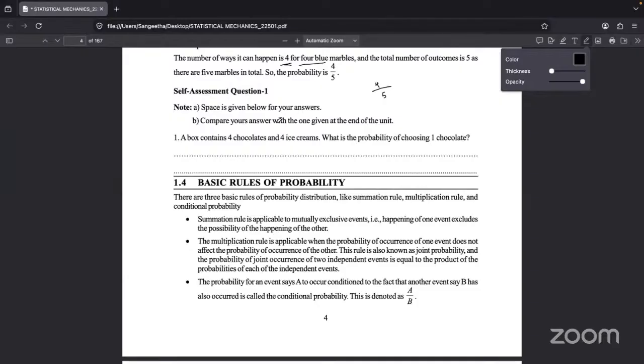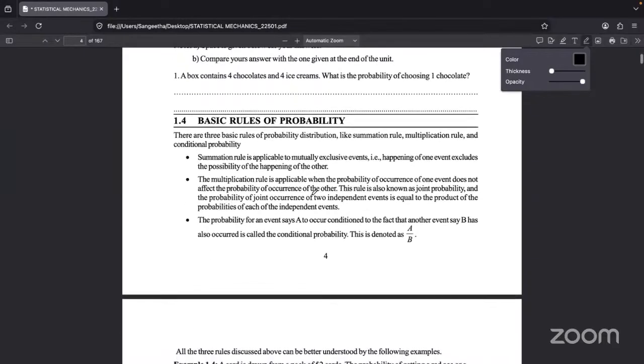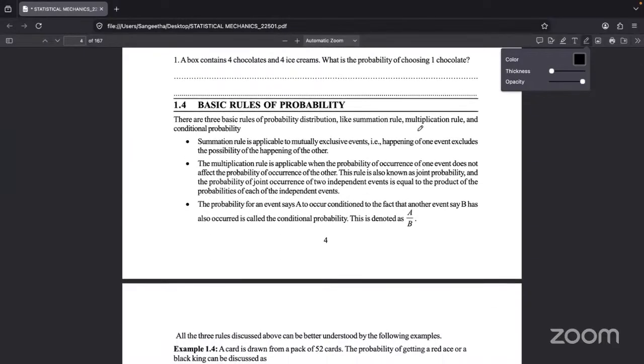Next we will see the basic rules of probability. In probability, we can perform addition, we can perform product, and we can also go for conditional probability. So there are three ways we can work with probability. Either we can sum two events, which is called the sum of the probabilities. The product of two events is called multiplication of the probabilities. Next, if this one occurs and the next one also occurs, that is called conditional probability.